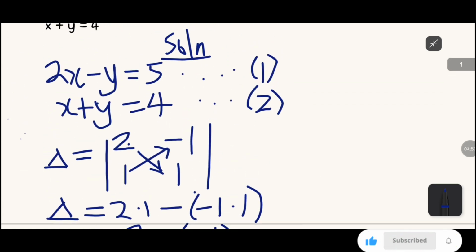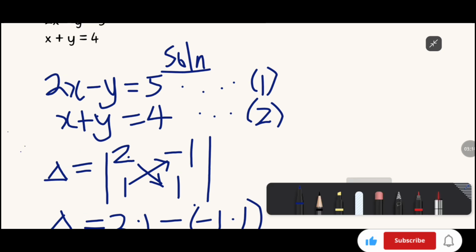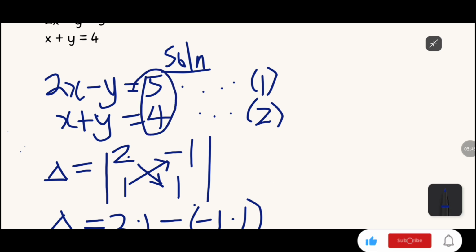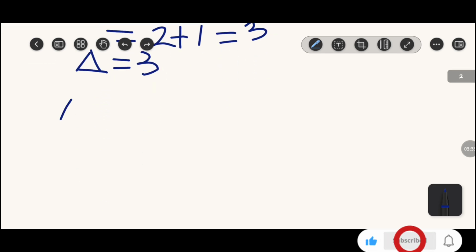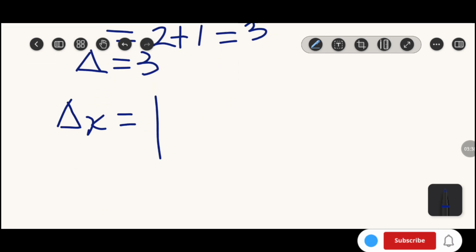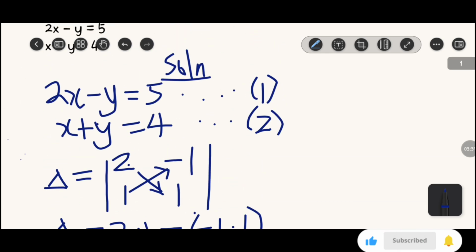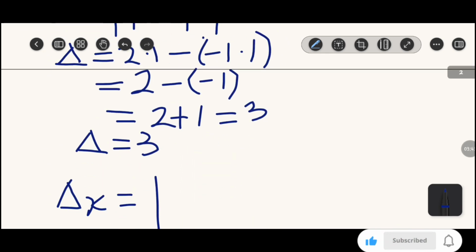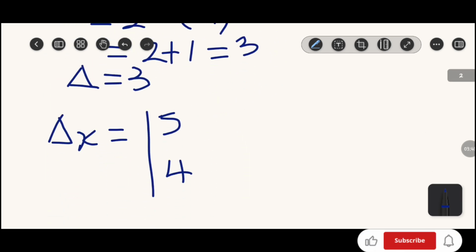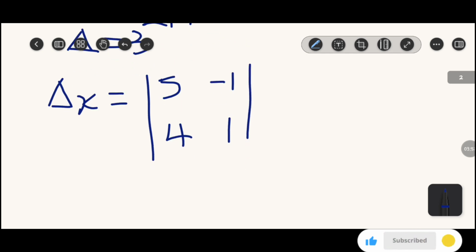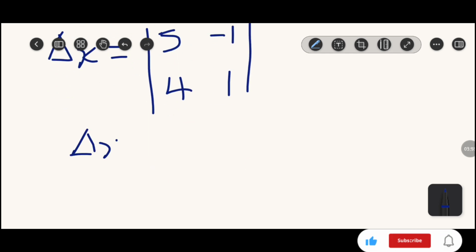Now we are going to find delta x. Delta x is just us replacing the values of x, the coefficients of x, with the constants, that is, these right hand values. So that is what we are going to do in delta x. We have the determinant of 5 and 4, and we put the values of y, minus 1 and 1.